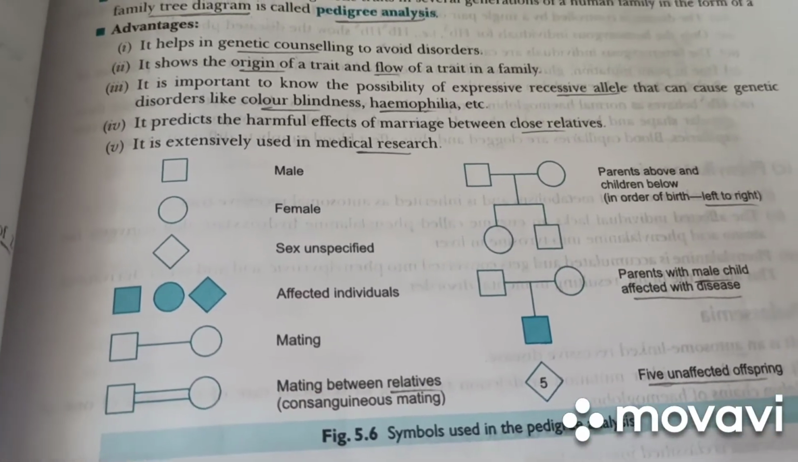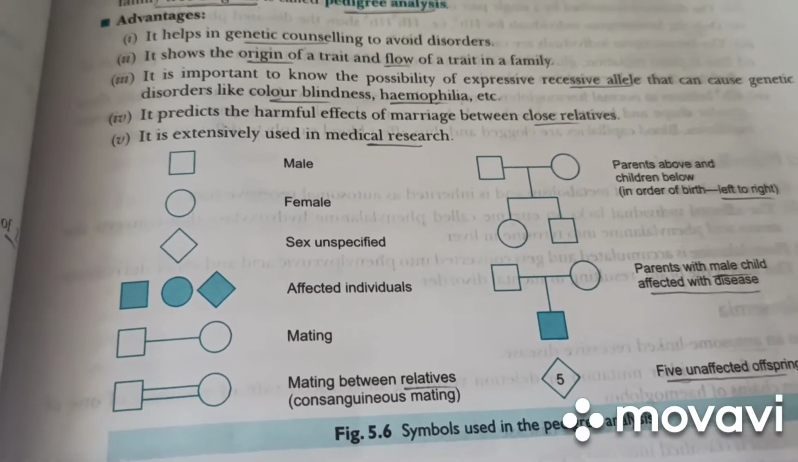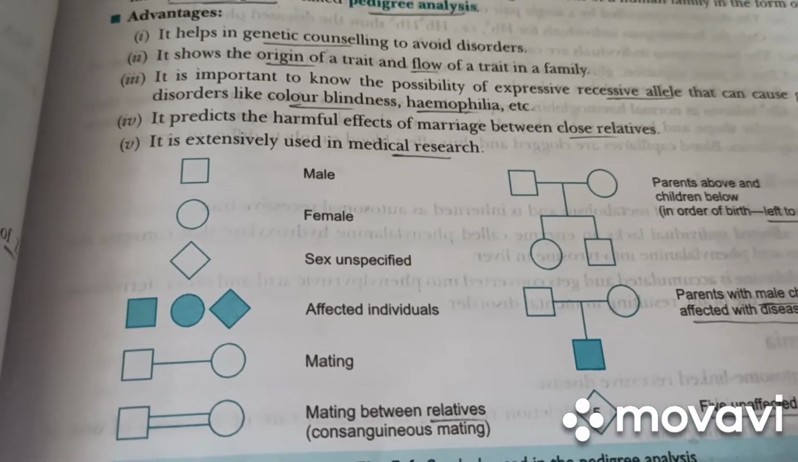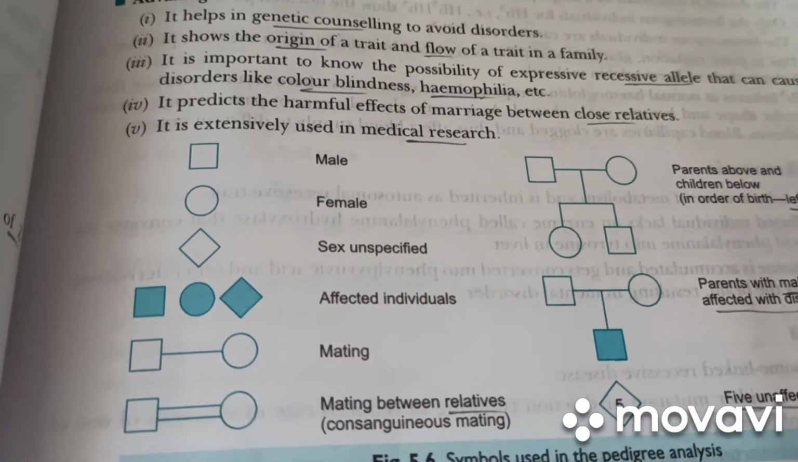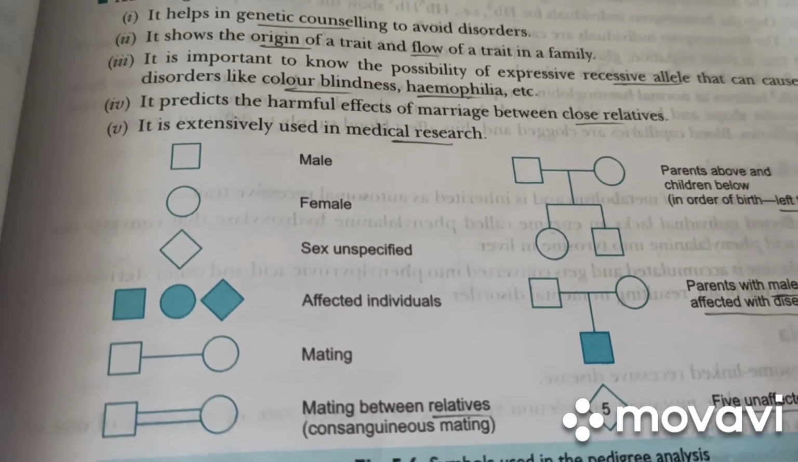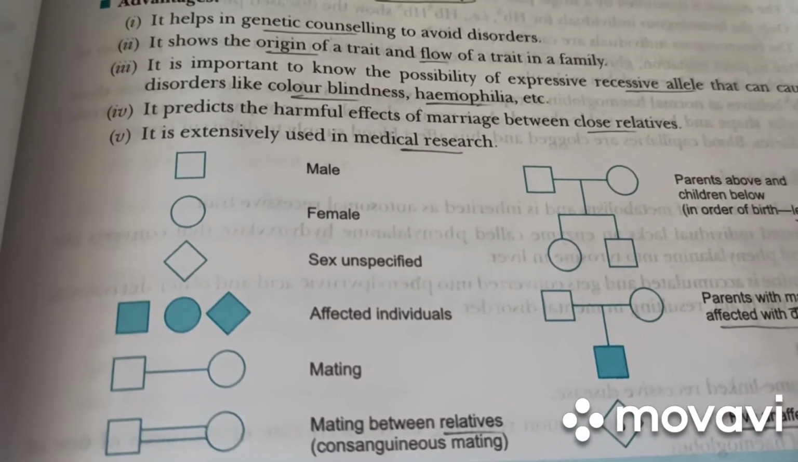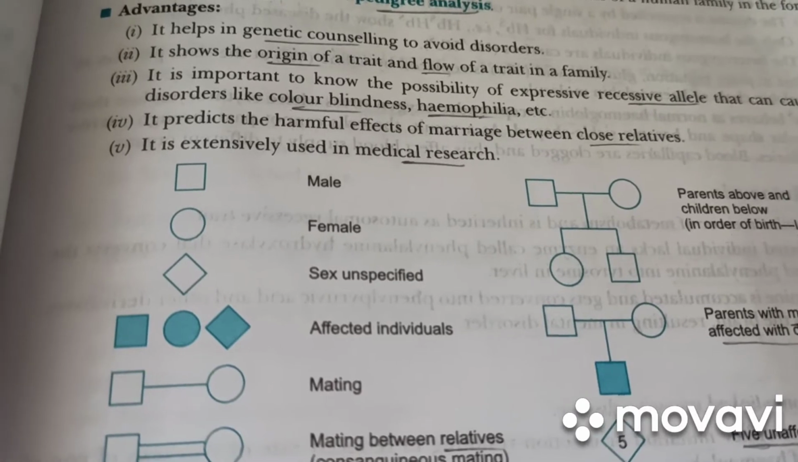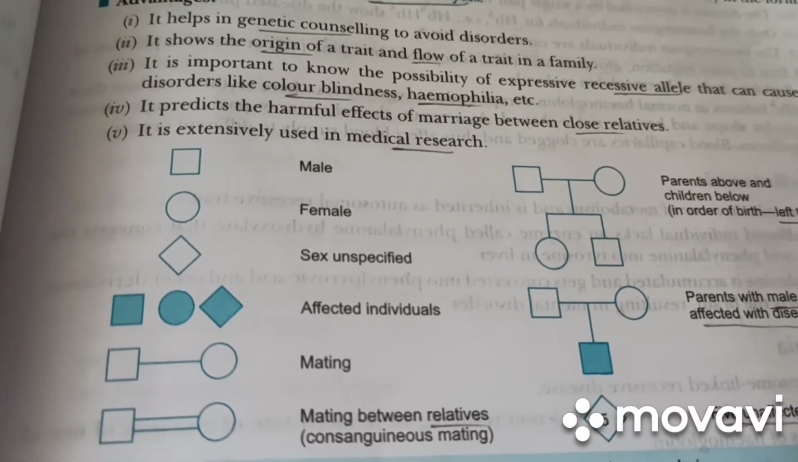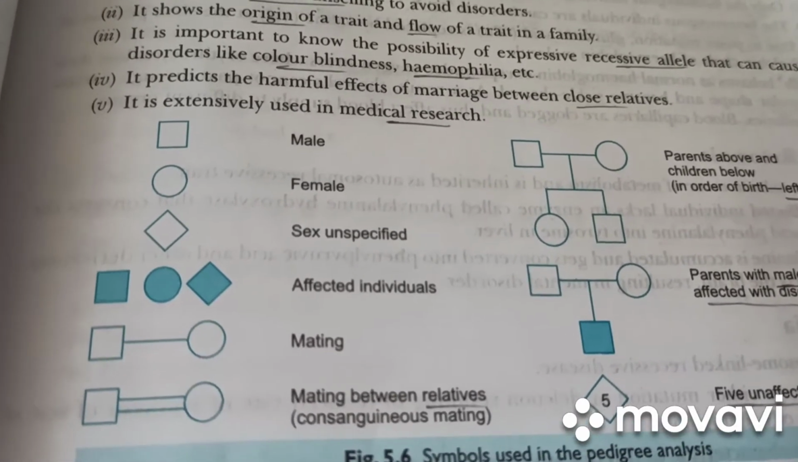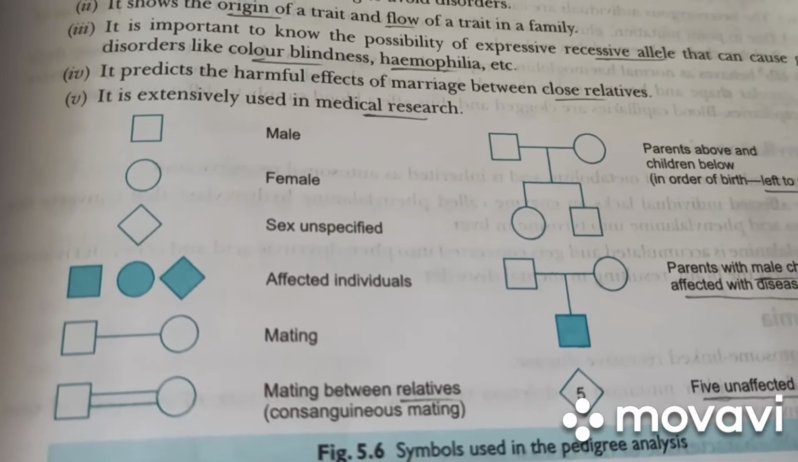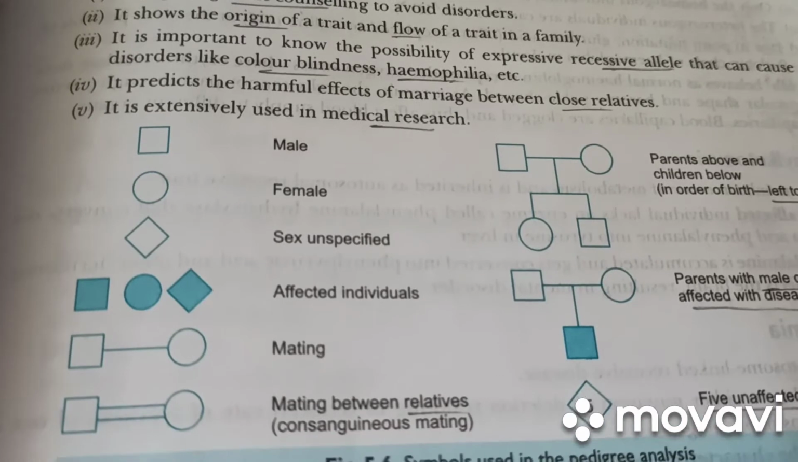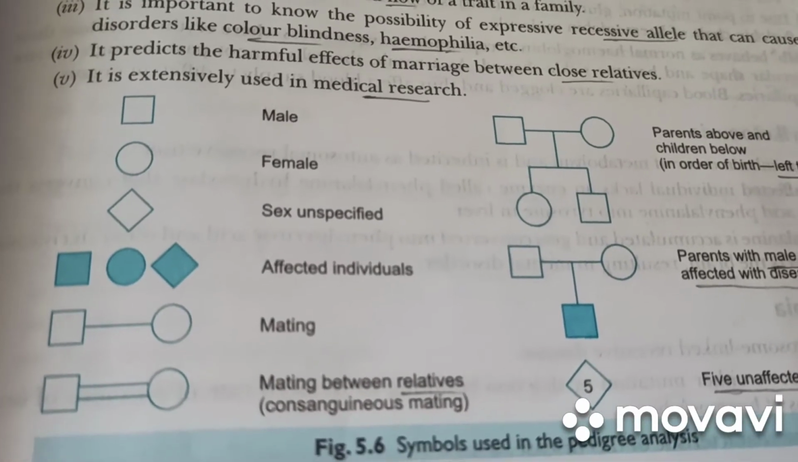So to represent that, they are using some symbols. You can see here there is a square which represents male, then a circle which represents female, again one more square, then there is sex unspecified. Then you can see some shaded diagrams, these are affected individuals. Affected individuals will always be shown with shaded diagrams.